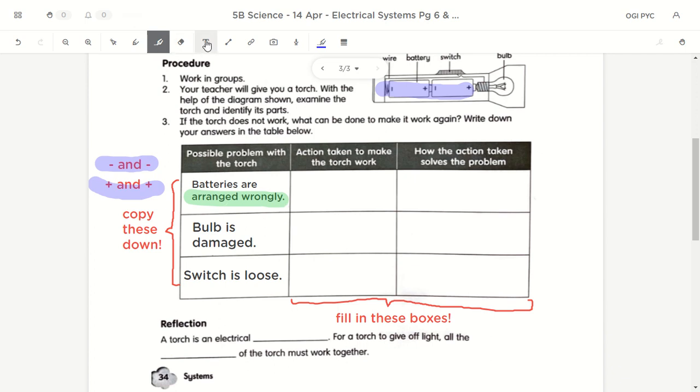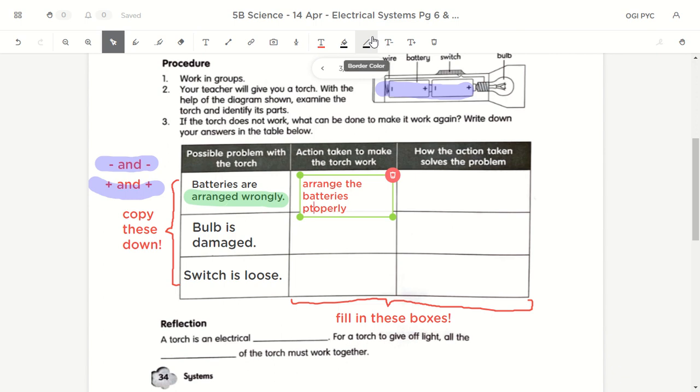So for this, what can we do to make the torch work? If our batteries are arranged wrongly, what can we do to make the torch work? So simple. All we need to do is to arrange the batteries properly. And how do we arrange the batteries properly? Okay, let's write it down.